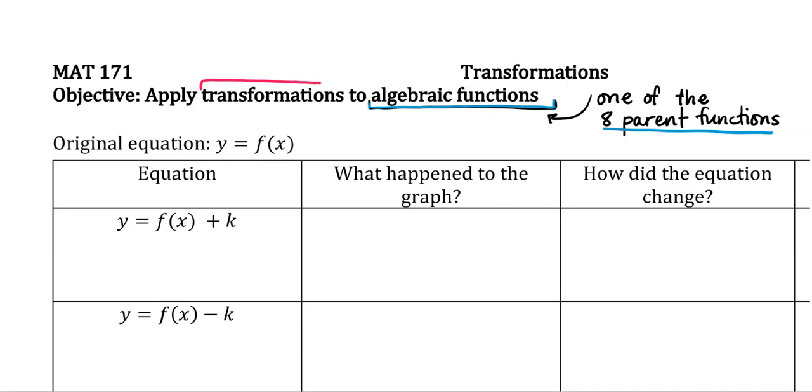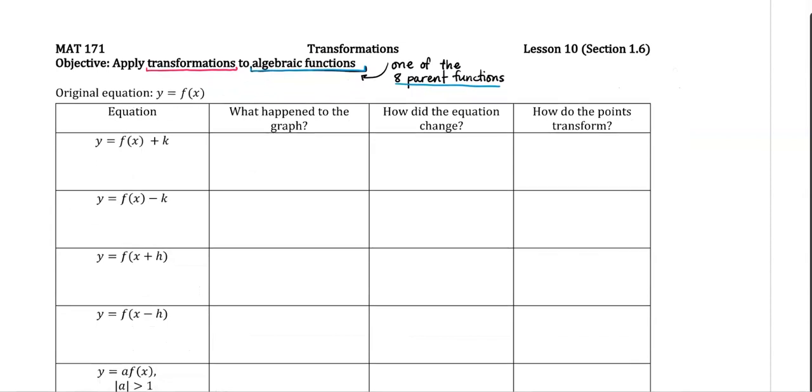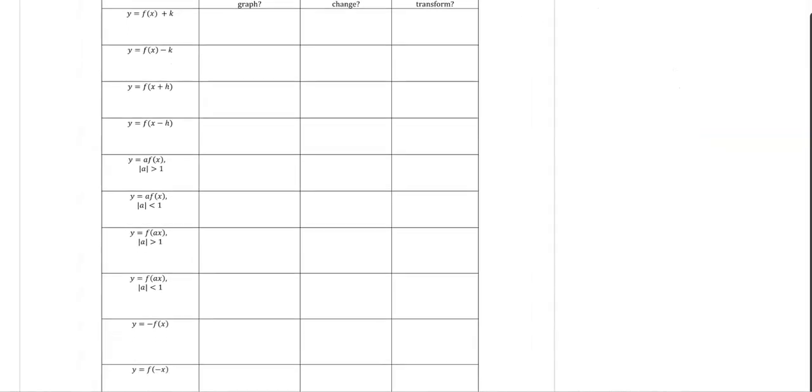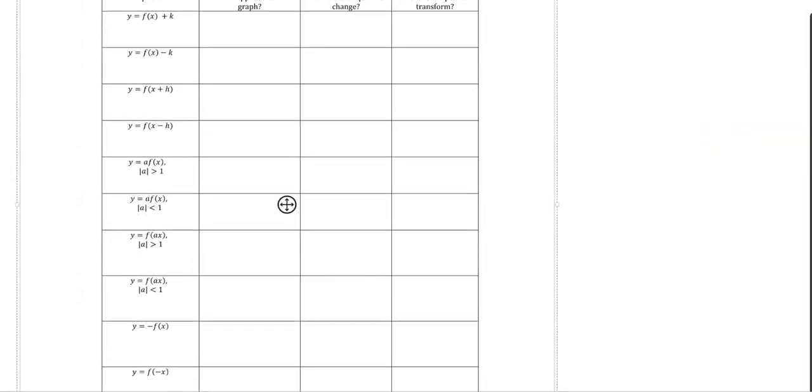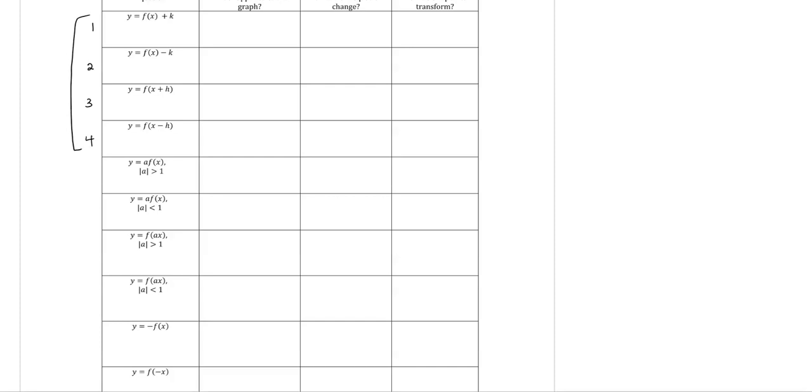And when I say transformations, that means things like shifting the graph up, down, left, right, stretching the graph, flipping it over the x-axis, flipping it over the y-axis, things like that. So we are going to be transforming those functions. So we have this table here. This table is going to summarize the 10 different transformations that we have. We're going to start off talking about the first 4 transformations.